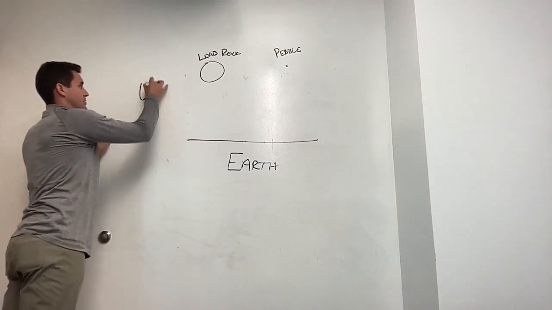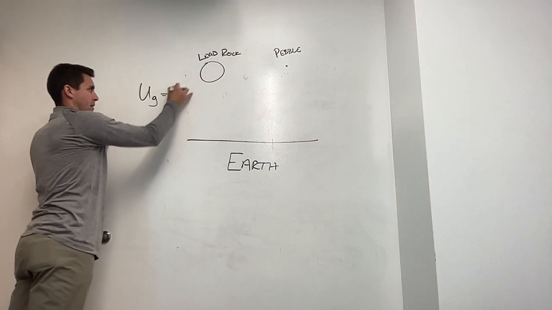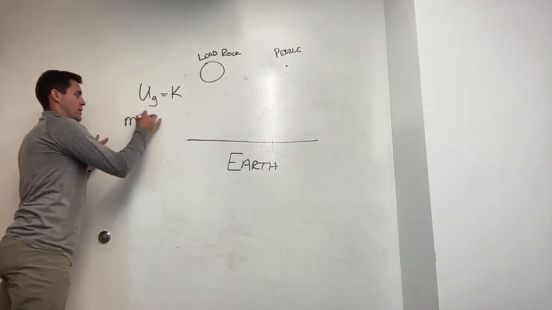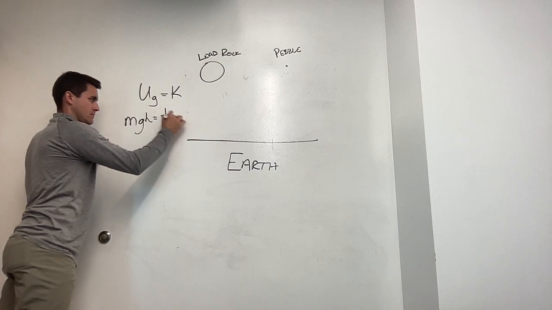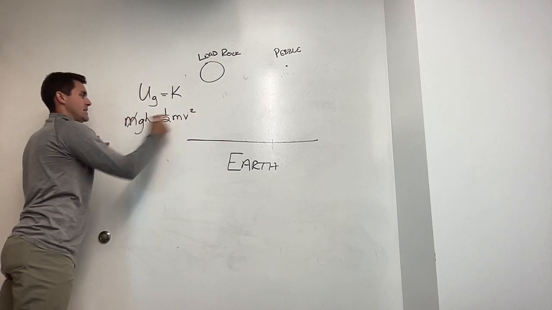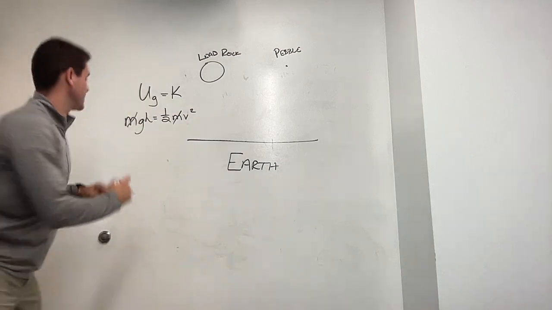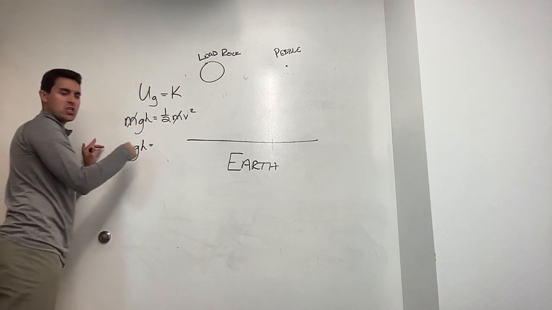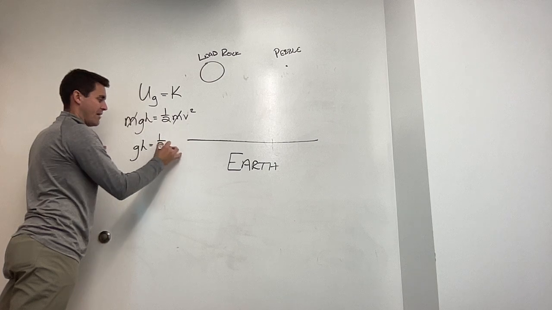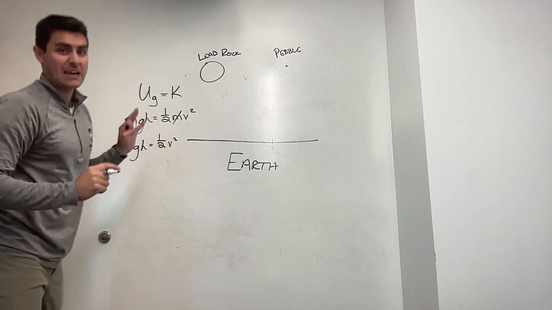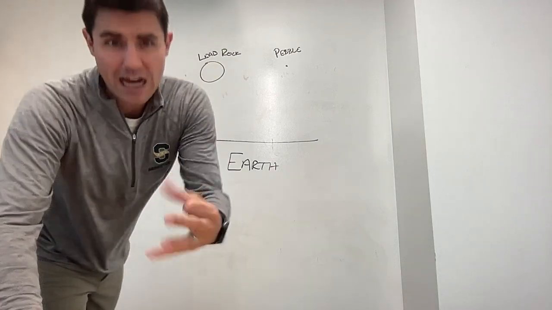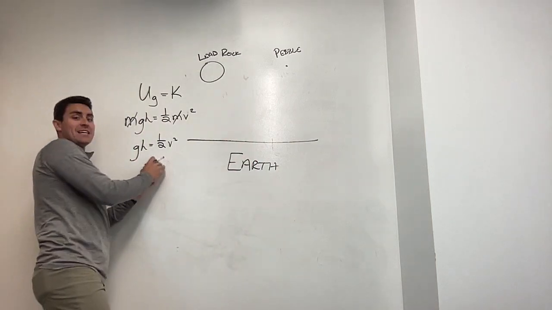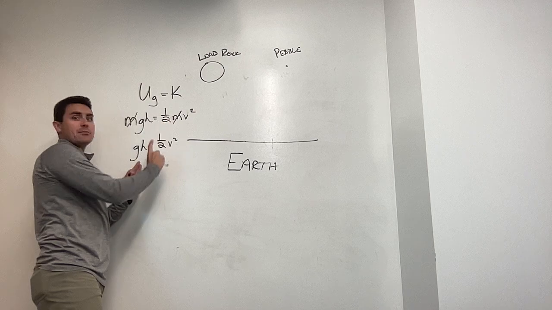If it's energy, I would say that they both have UG above the ground, and at the ground they both have K. Well, if I start making my equation for my conservation of energy, what I quickly see is that both objects have the exact same initial algebra, right? This GH thing equals 1/2 v squared. Do either of these objects have different G's? No. Do either of these objects have different heights above the earth? No.